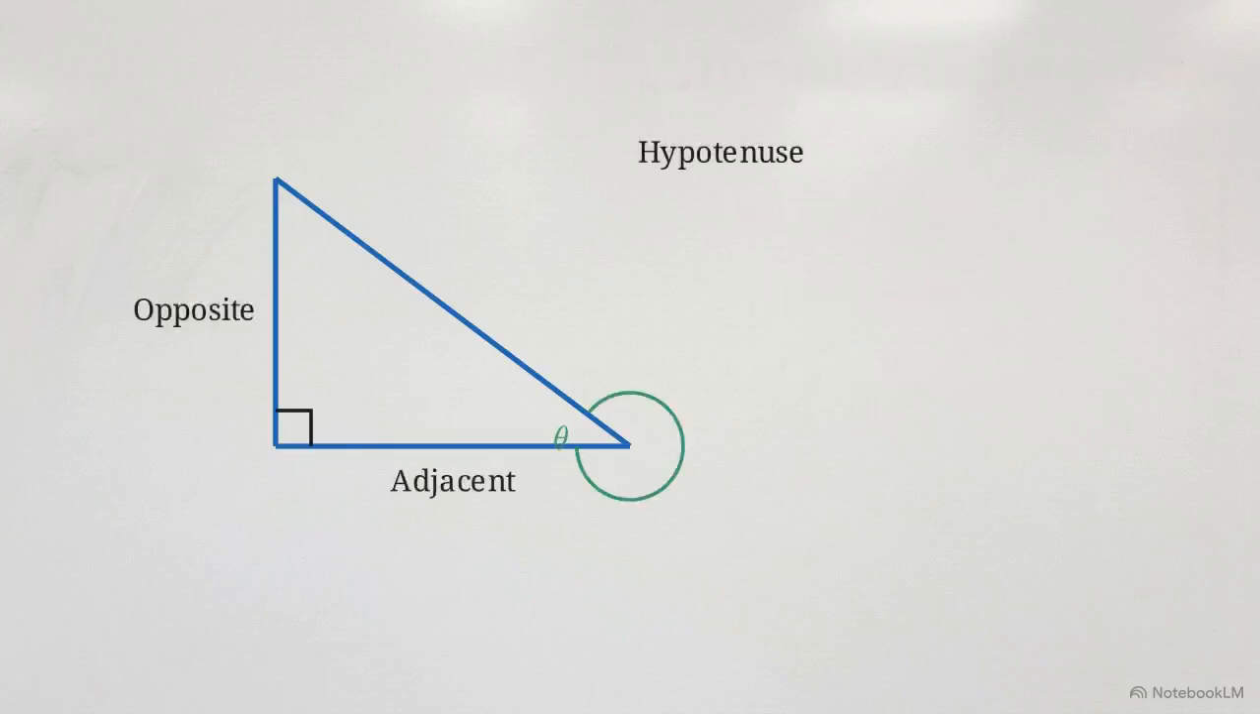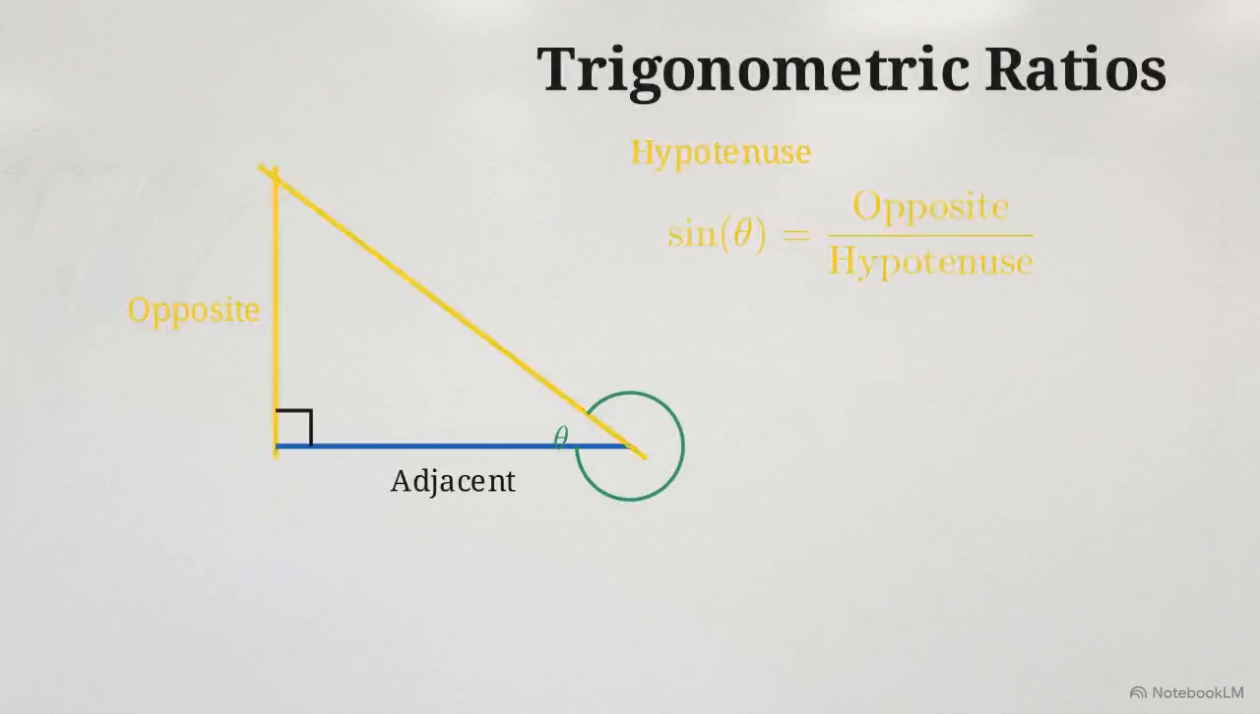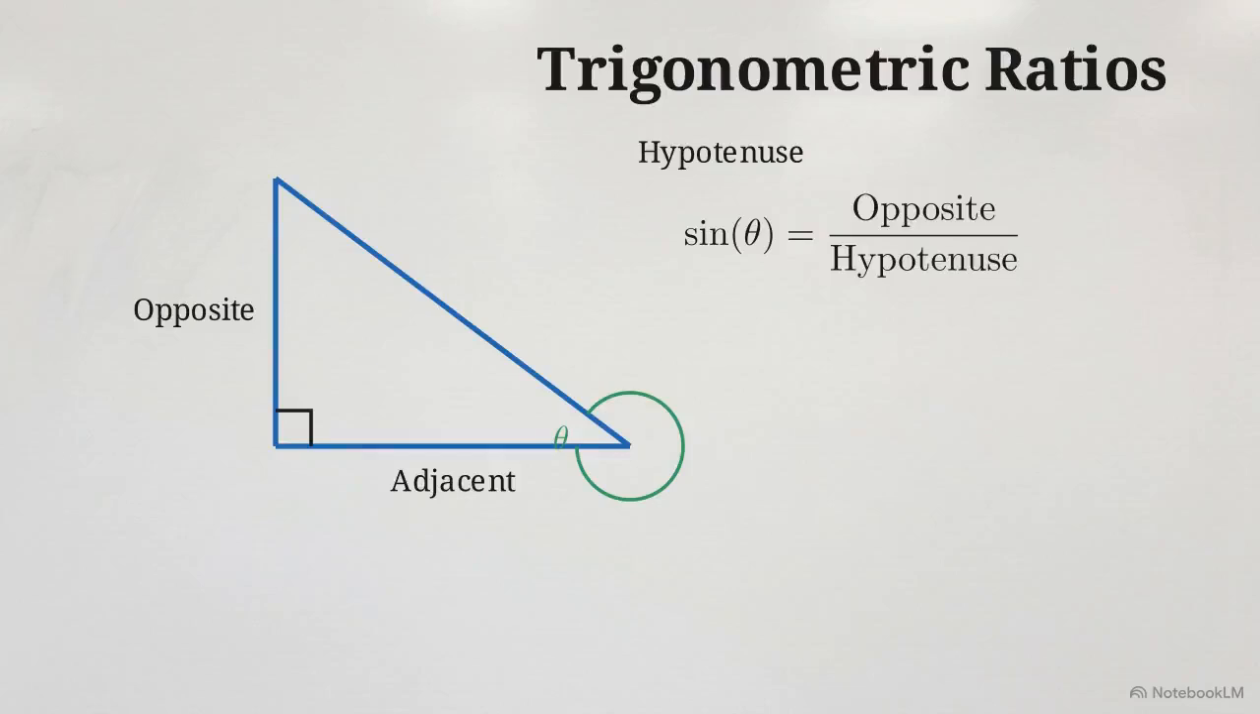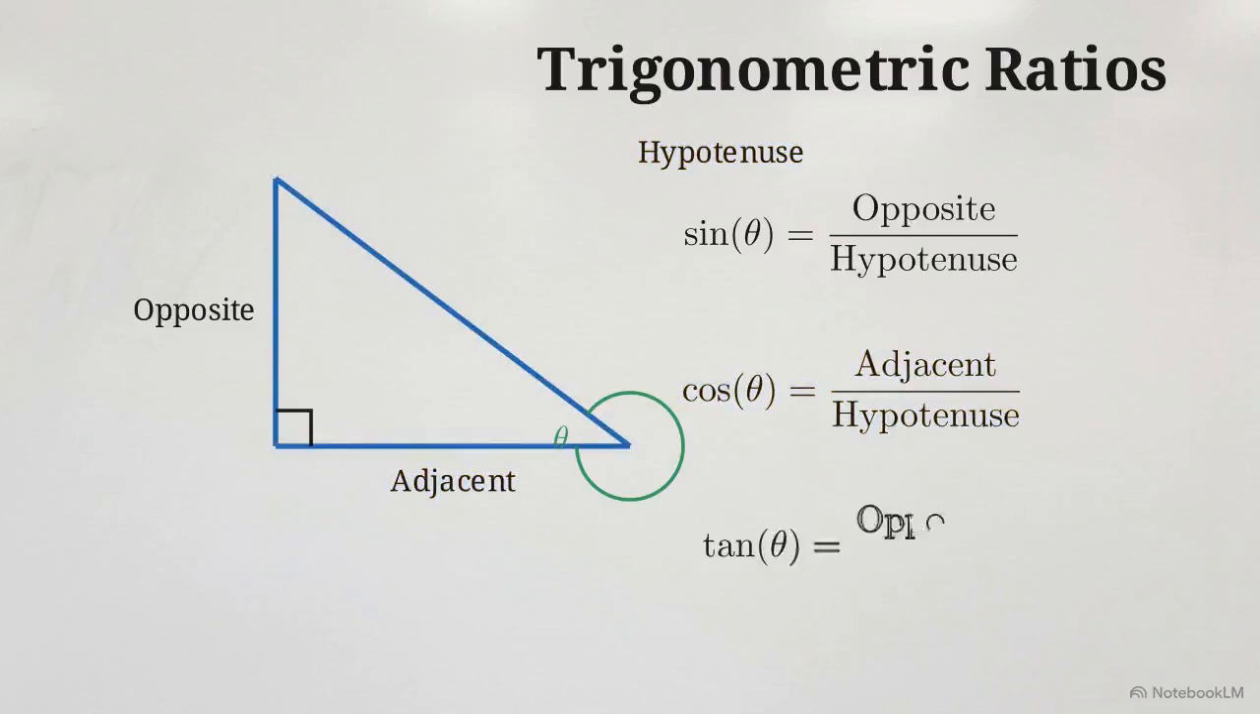We also use fixed proportions to connect the interior angles directly to those side lengths. These are our trigonometric ratios. Sine compares the opposite side to the hypotenuse, cosine compares adjacent to hypotenuse, and tangent compares opposite to adjacent.